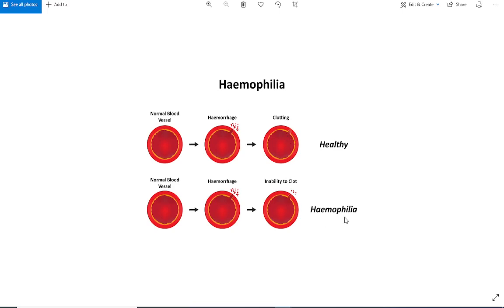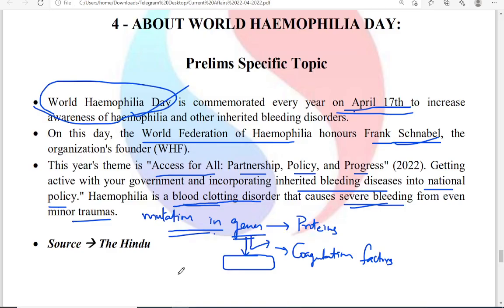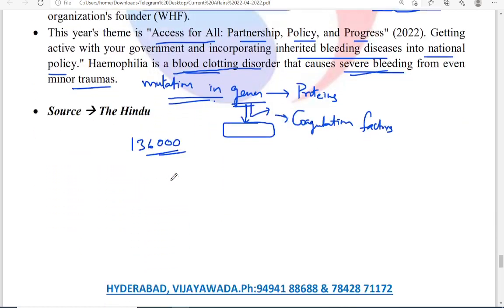Whereas in the case of haemophilia, the instruction will fail because the genes have been modified. There is a mutation in the gene that is failing to instruct. That's the reason why the coagulation proteins will not act and the clotting will not be done, and there is a lot of bleeding. There is no stop in the bleeding. That is the case of haemophilia. In India, more than 1,36,000 haemophilia cases have been diagnosed. So we must be very careful regarding this, and Indian health policy shall also concentrate on haemophilia as a disease.